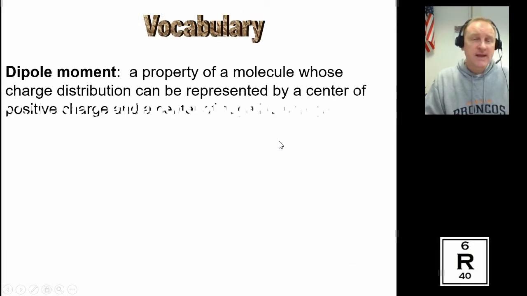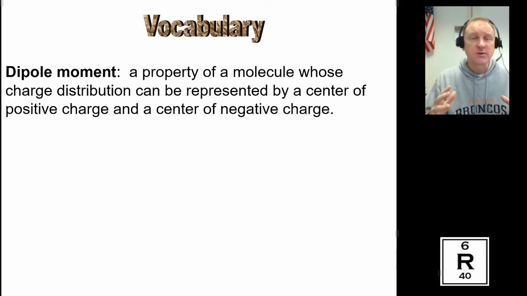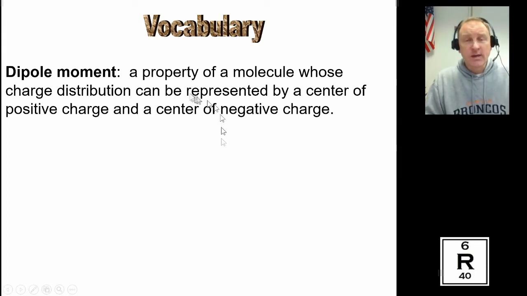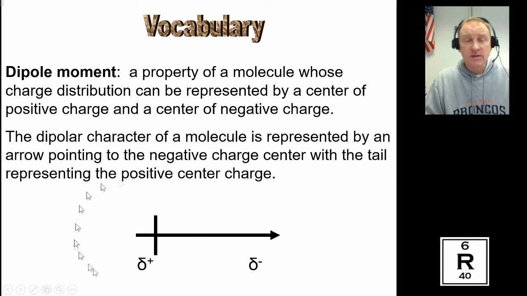We can represent the difference in charge distribution by something called a dipole moment. This is when a molecule's charge distribution can be represented by a center of positive charge and a center of negative charge. We do so with this symbol here. It's an arrow that points towards the partially negative part of the molecule, and it's moving away from the partially positive part. We could put a plus sign there.